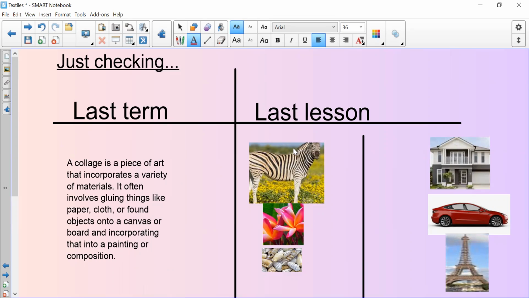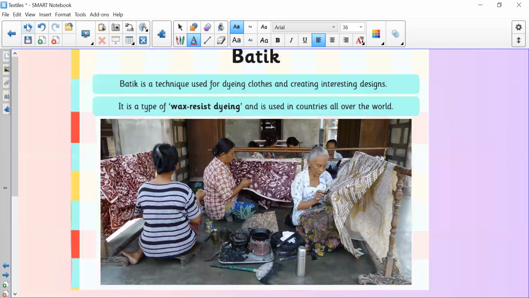Okay, and from last lesson, these things are natural form because they are just made from nature. They are not man-made. So we've got a beautiful zebra and some bright, beautiful flowers and some shells there. And a house, a car, and the Eiffel Tower are all man-made and therefore not natural form.